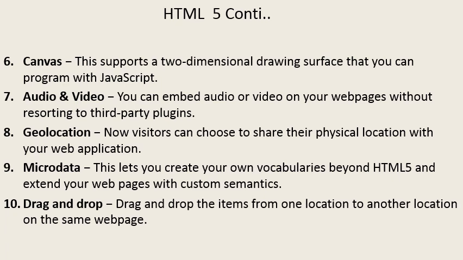Okay, so the next feature is canvas. This supports a two-dimensional drawing surface that you can program with JavaScript. Seventh is audio and video. You can embed audio and video in your web page without resorting to third-party plugins. That is the most important feature. Geolocation. Now visitors can choose and of course share their physical location with your web application.